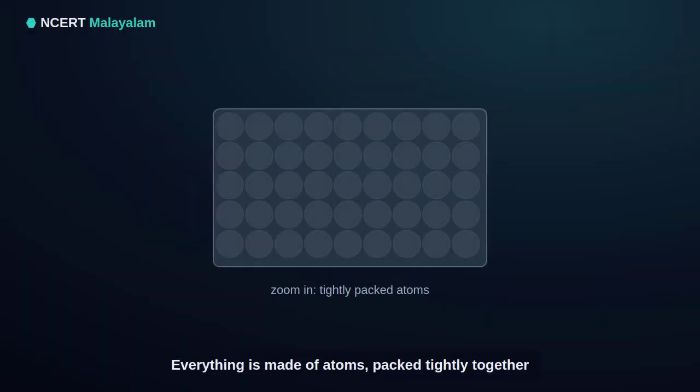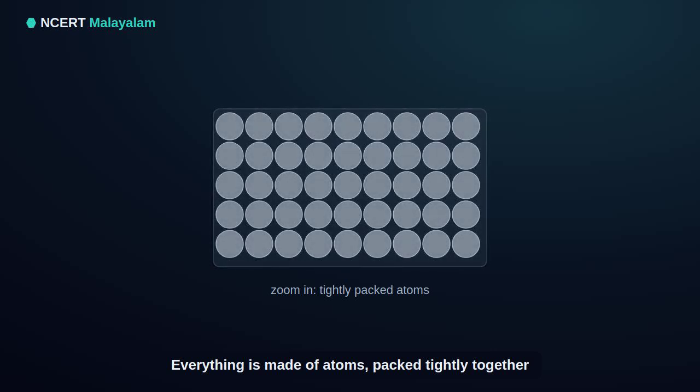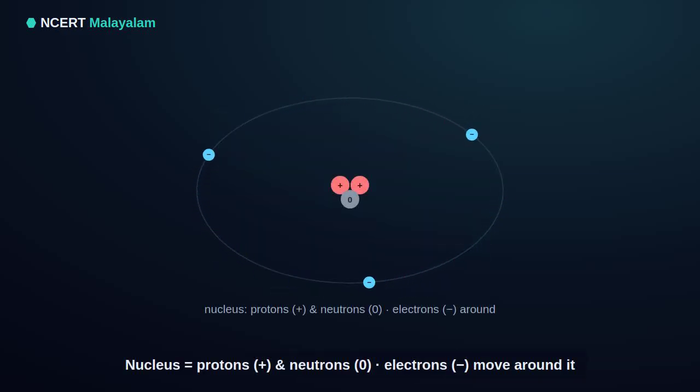Let us start from the very bottom. Everything around us is made of extremely tiny particles, and these tiny particles are called atoms. In a solid metal, the atoms are packed tightly together. But at the center of an atom is the nucleus, which holds two kinds of particle, protons and neutrons.